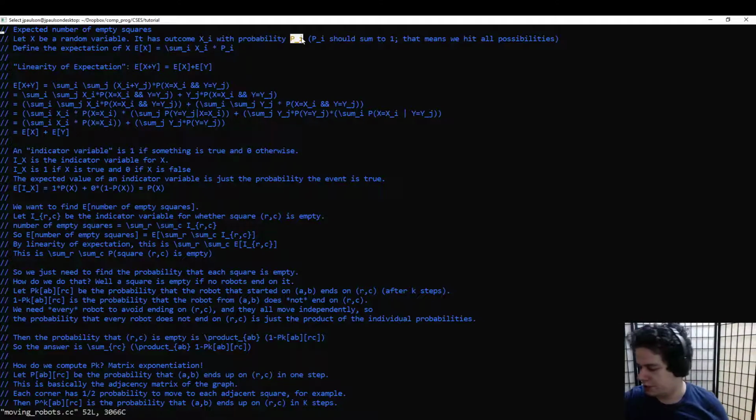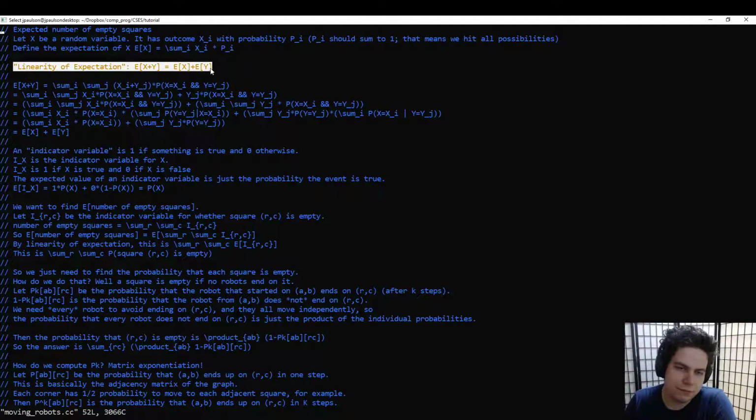So the expectation is just the average value, right? That is a weighted average of the outcomes according to their probability. So it's just this. So a key fact, both in general in probability and for the solution to this problem, is linearity of expectation, which just says that you can add averages, right? The average of x plus y is just the average of x plus the average of y.